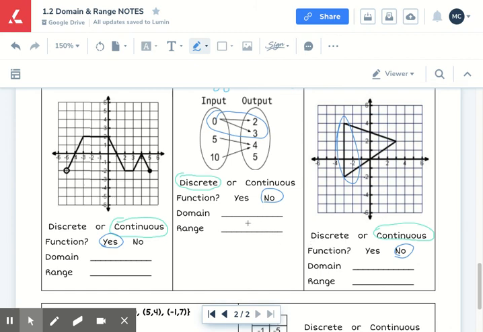Now for some really good news. Because these last two are not functions, we do not need to state the domain and range. Domain and range doesn't make any sense if you're talking about something that's not a function. So we just need the domain and range on this first one, and I want you to try that. So you're going to pause the video here and then come back and see how you did.